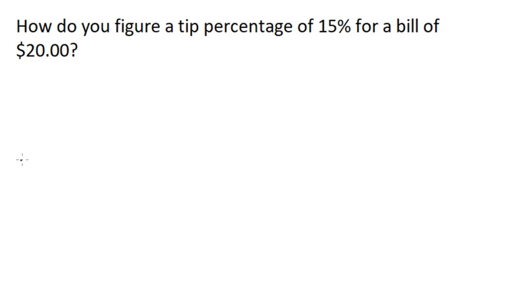So the first thing the way I would do this is I would split the tip percentage up into a 10% tip and a 5% tip, and then add them together. Because it's super easy to find 10% of a number. To find 10% of a number, you take the number and you move the decimal 1 place to the left. So 10% of $20 is $2.